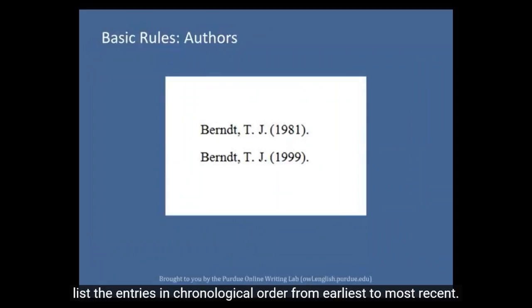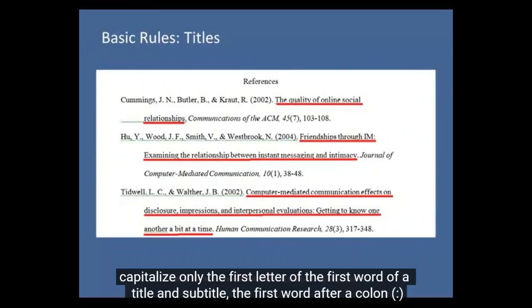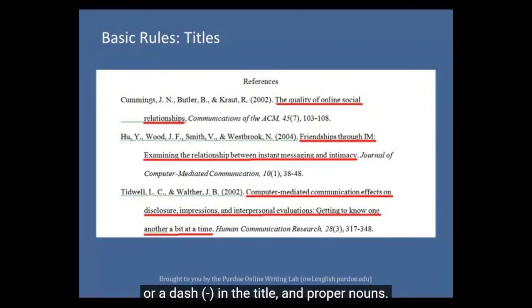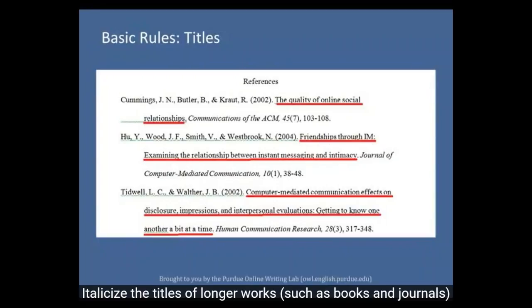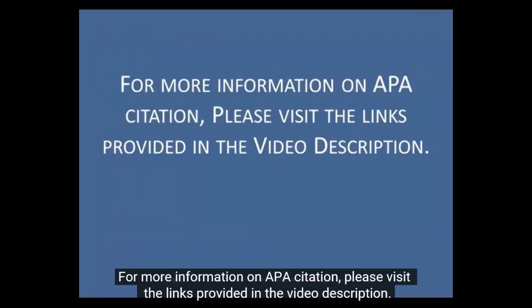Present journal titles in full and maintain the punctuation and capitalization used by the journal in its title. When referring to books, chapters, articles, or web pages, capitalize only the first letter of the first word of a title and subtitle, the first word after a colon or a dash in the title, and proper nouns. Do not capitalize the first letter of the second word or hyphenated compound word. Italicize titles of longer works, such as books and journals. Do not italicize, underline, or put quotes around the titles of shorter works, such as journal articles or essays and collections. For more information on APA citation, please visit the link provided in the video description.